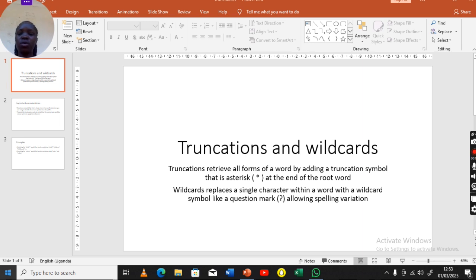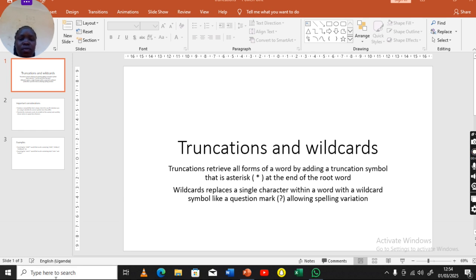In this video we are going to go through truncations and wildcards as one of the components of the search strategy, as we handled in the previous videos about the two other components of search strategy. This one is also a very important component as you're working on your research topics. So, truncations and wildcards are advanced search features that allow you to capture variations of a word by replacing the end of a word with a symbol.